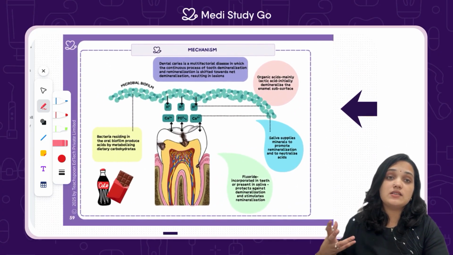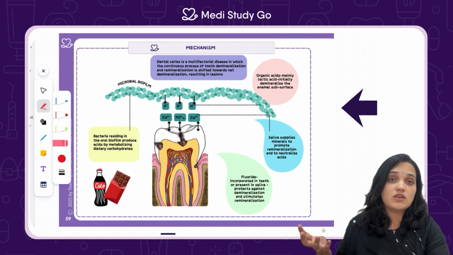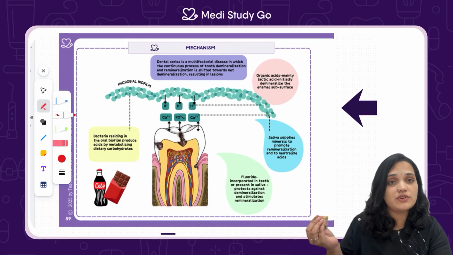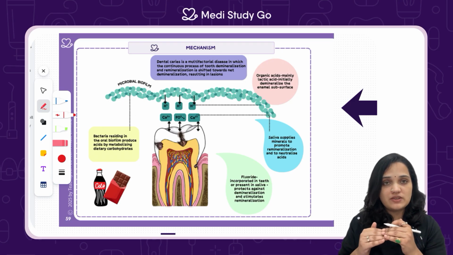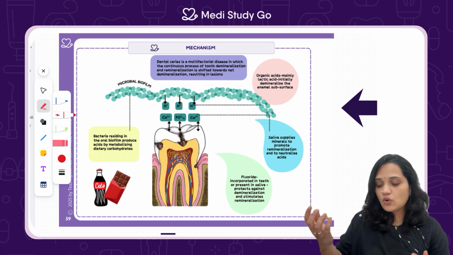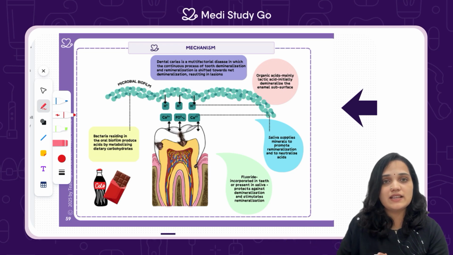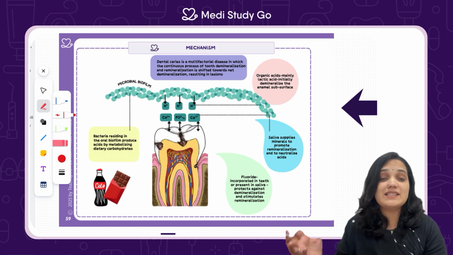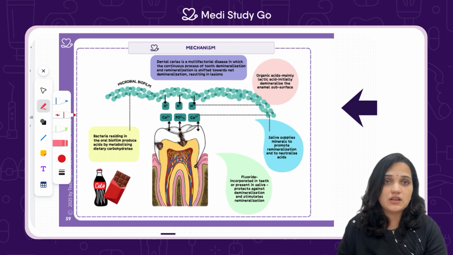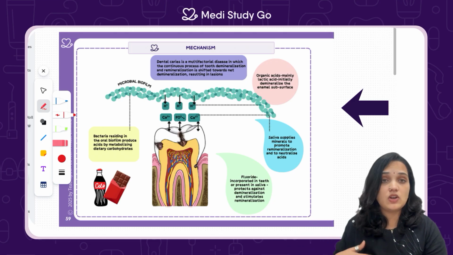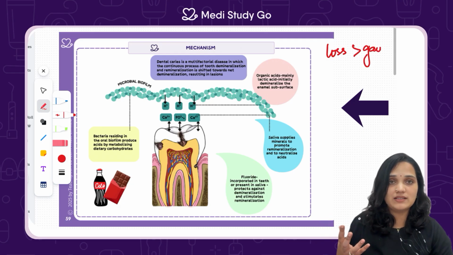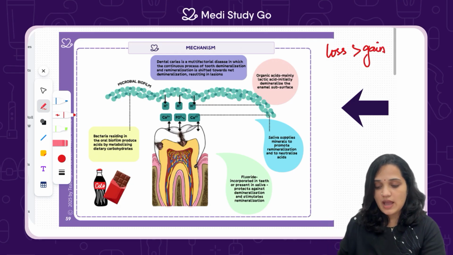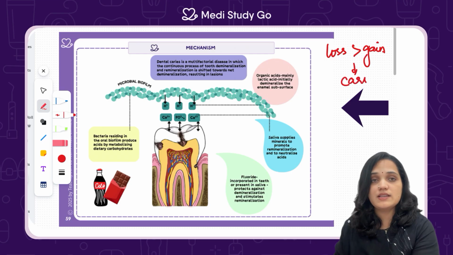Basically, it says that dental caries is a constant battle between demineralization and remineralization that happens on the tooth surface. So let's break it down. The core idea here is that dental caries is not a sudden event. It's dynamic and continuous, where some minerals are lost, that's demineralization, and some minerals are gained back, that is remineralization. And when loss is more than gain, caries takes place.